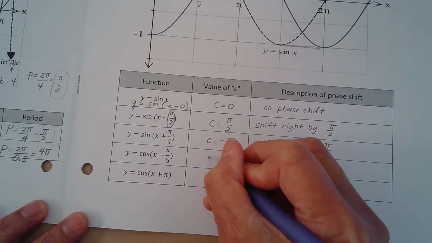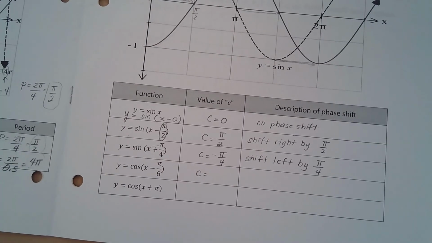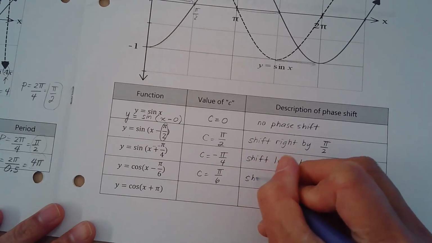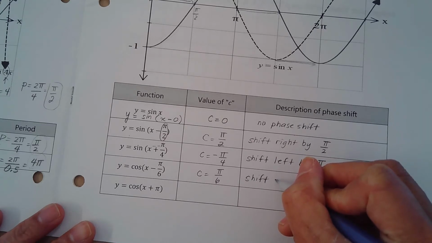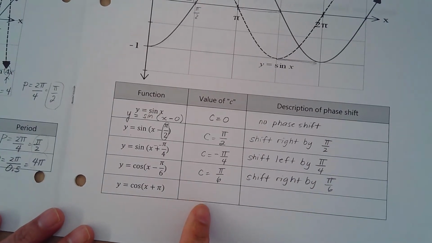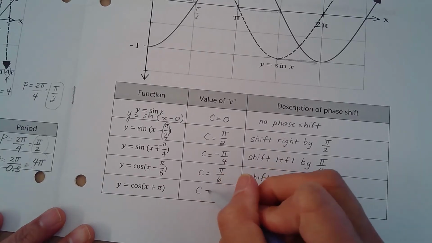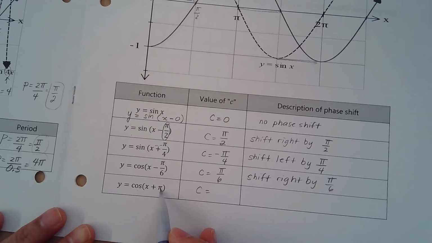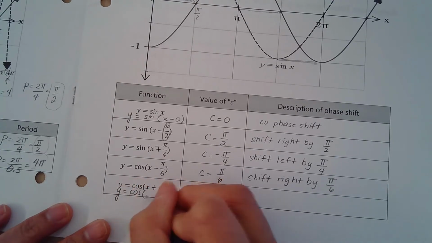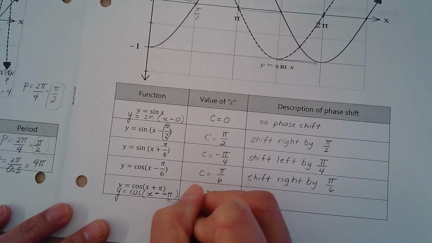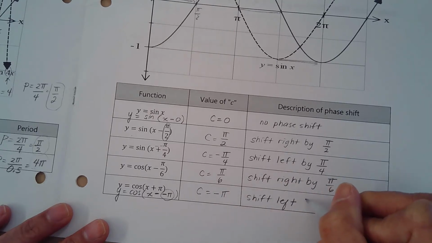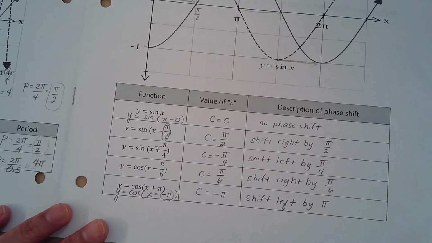Okay. This one is a cos function. It doesn't always have to be a sine function; it can be a cos function too. So this is going to be pi over 6. And what would this be? Shift to the right by pi over 6. Is everybody okay so far? And then the last but not the least, cos of x plus pi is going to be negative pi. Just to remind ourselves, y equals cos of x minus negative pi. So that's going to be shift to the left by pi.